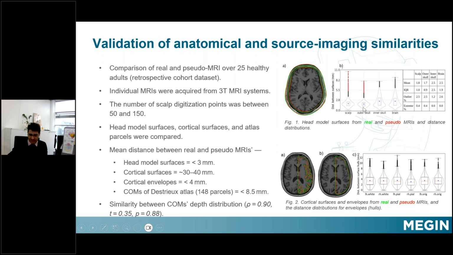Now here we show this distribution, and you can see the mean of the differences between real MRI surface and pseudo-MRI surfaces are less than 3 mm. There are some other statistics. So you can see here the mean, IQR, outliers. There were a few outliers, but the outlier percentage was quite low, less than around 3%, and they were mostly under the surface or the bottom part of the surface.